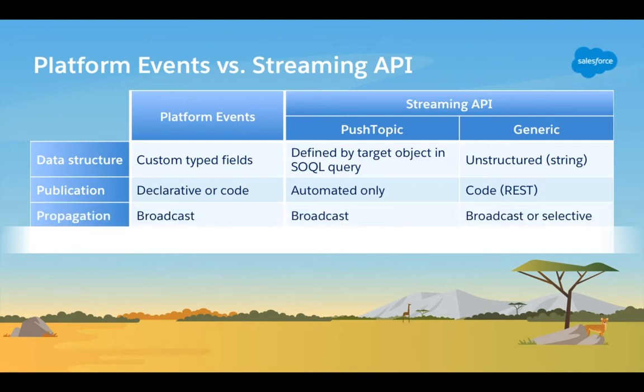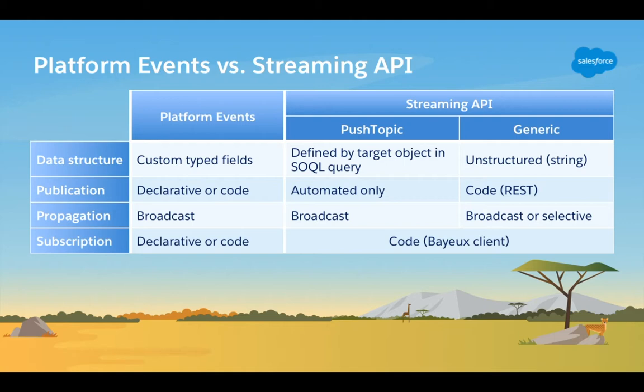For propagation, most of these types of events support the broadcast mode, and there's a specific mention for the generic streaming API, which allows you to send the message to specific subscribers. You can target a few subscribers if you know them. That's a bit against the principle of publisher-subscriber because you can target specific subscribers, but that's an option.